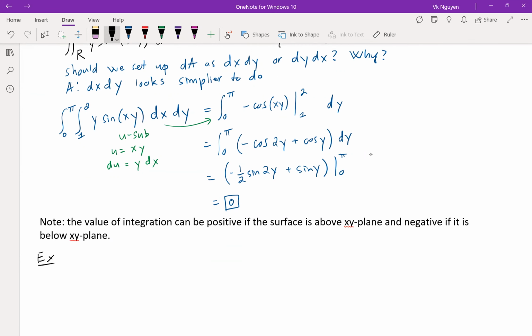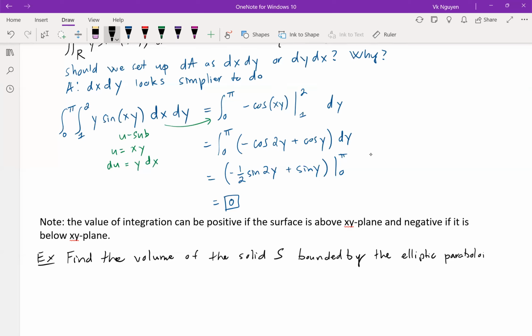Find the volume of the solid bounded by the elliptic paraboloid 2x squared plus y squared plus z equals 27, the planes x equals 3 and y equals 3, and the three coordinate planes.